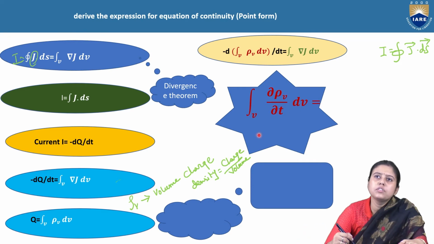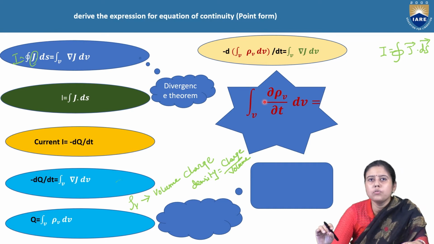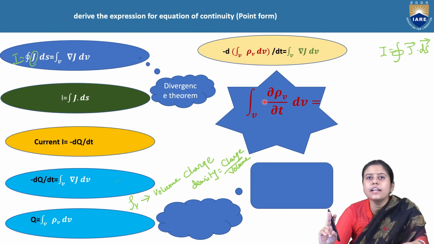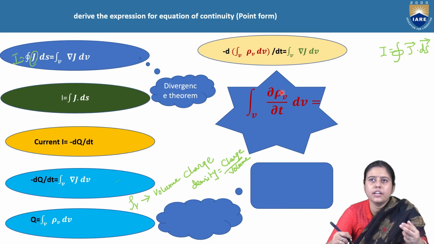Now why are we using del? Actually, we could use d also, but basically d is used for a single-dimensional thing. As the volume charge density, the charge is a 3D, three-dimensional thing.